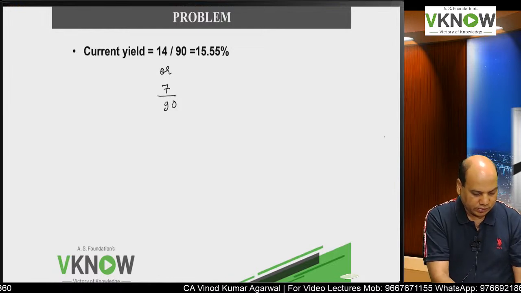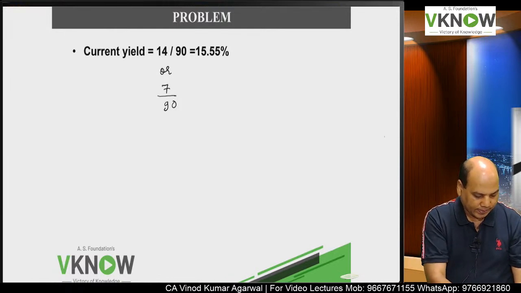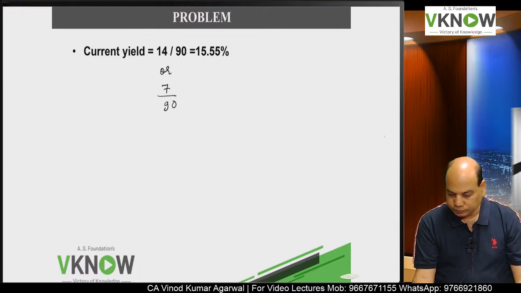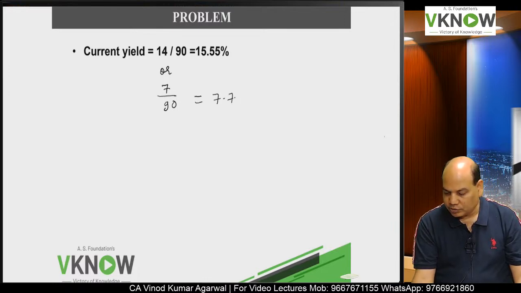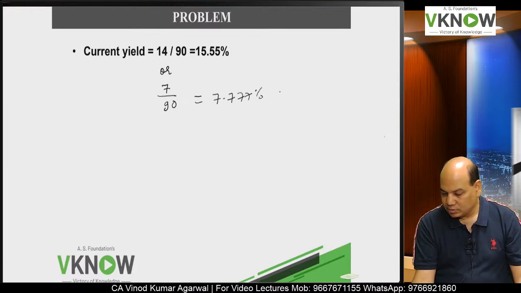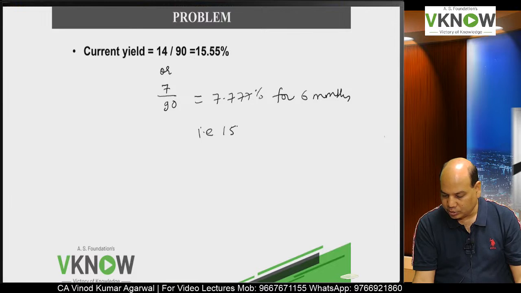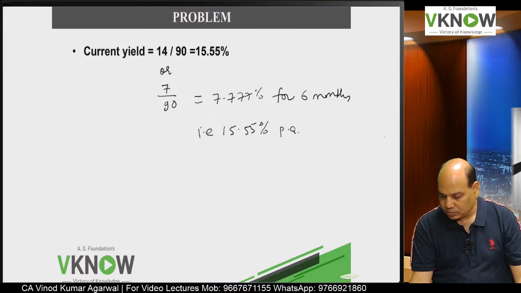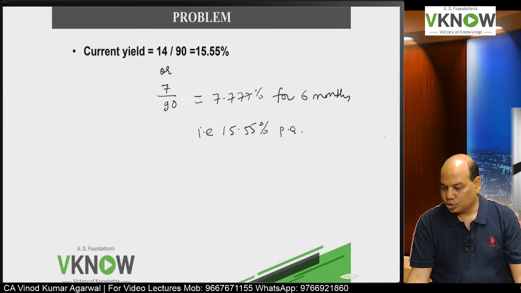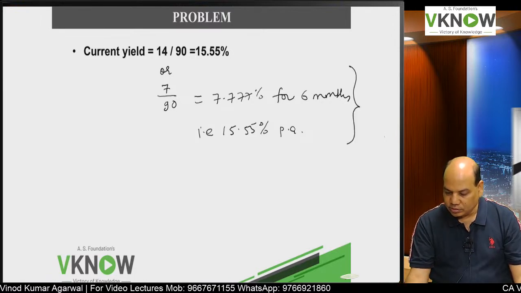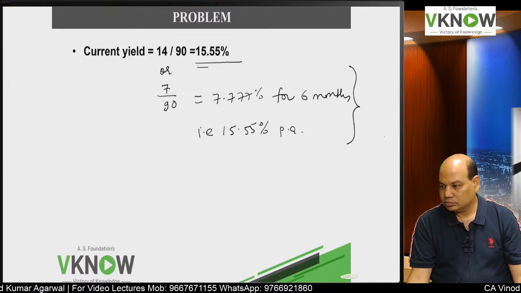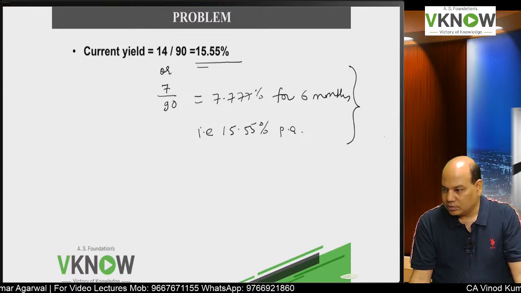How much is 7 by 90? It is 7.777% for 6 months. That is 15.55% per annum. Both ways you can present this or this. So that is current yield.